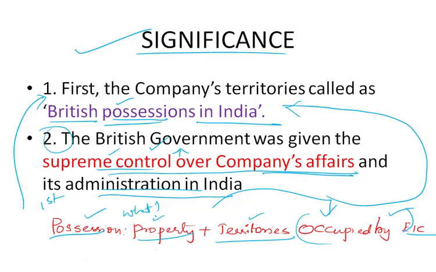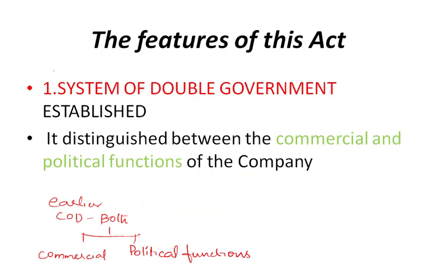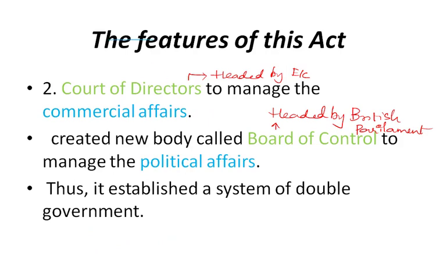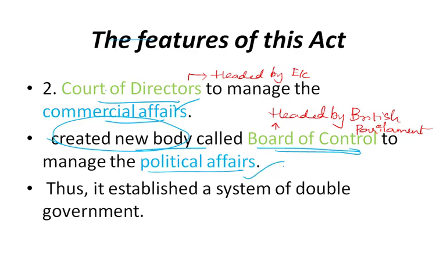So these are the significant contributions of this act, and then we will enter into the features of this act. The first and primary feature of this act is that it introduced the system of double government. So what is meant by double government? Earlier, as we know, the Court of Directors looked after both commercial and political functions of the East India Company. Now the Court of Directors was only meant to see the commercial functions of the company, and the British government established a new body called the Board of Control, which would take care of the political functions of the company.